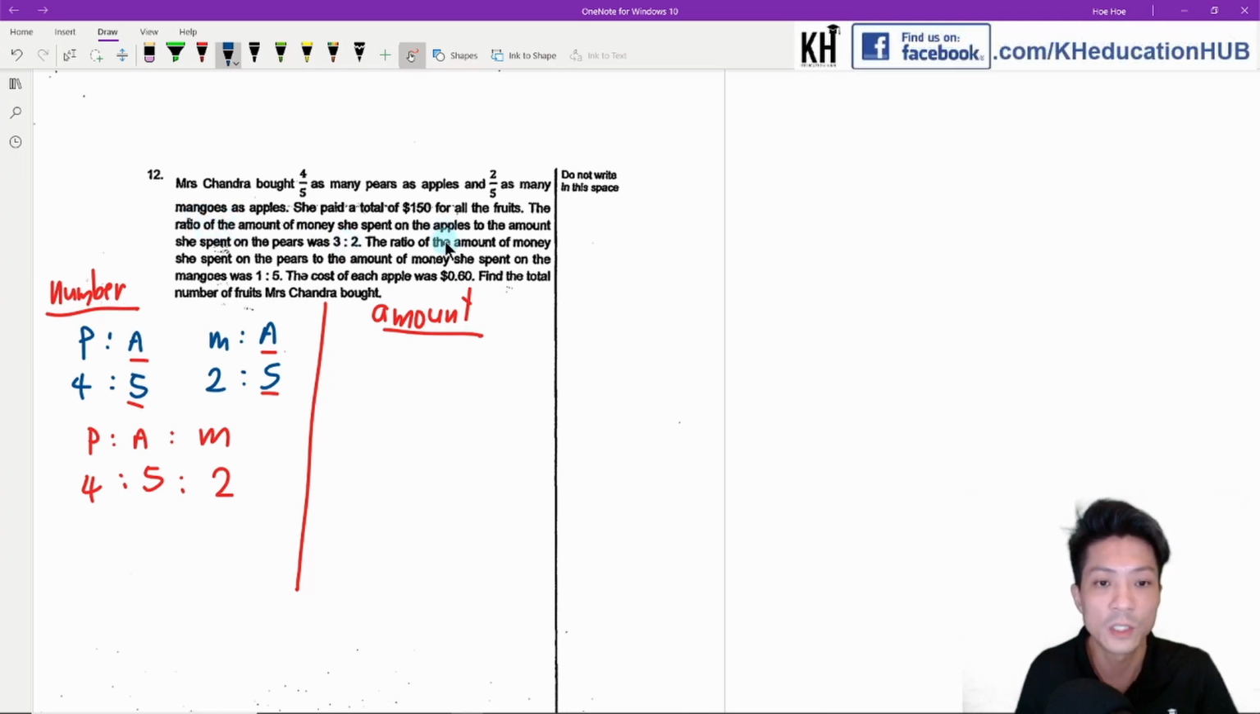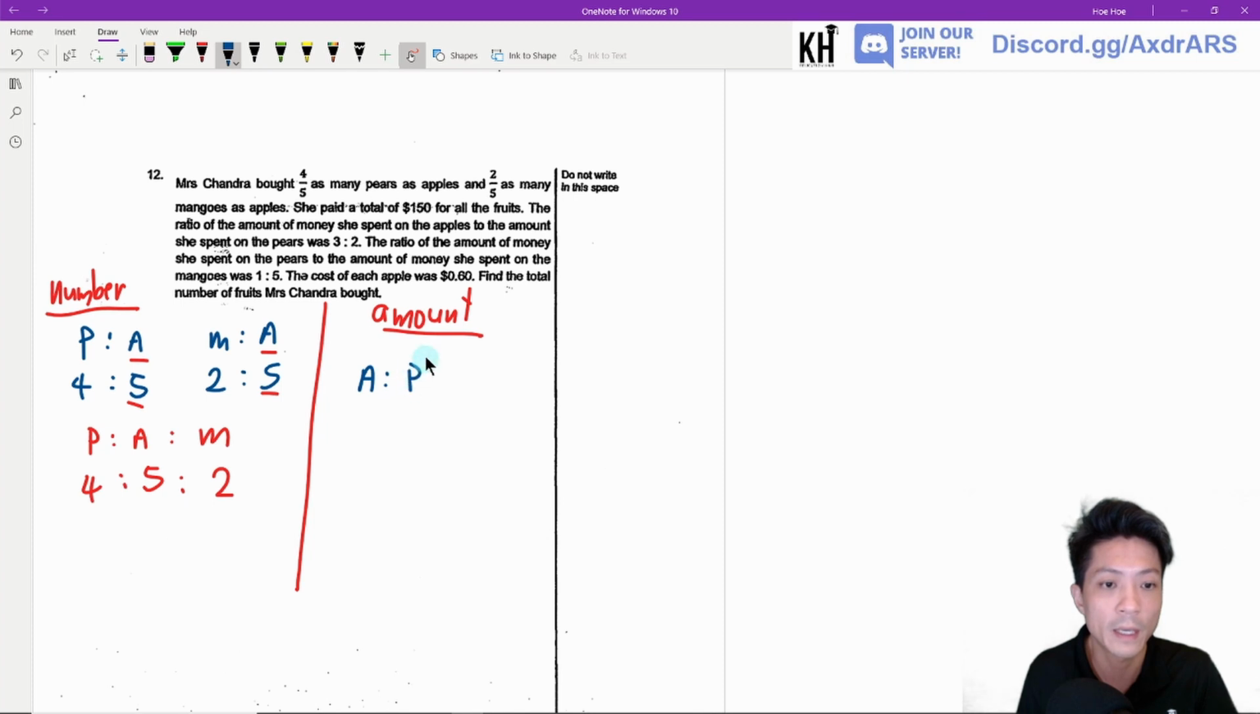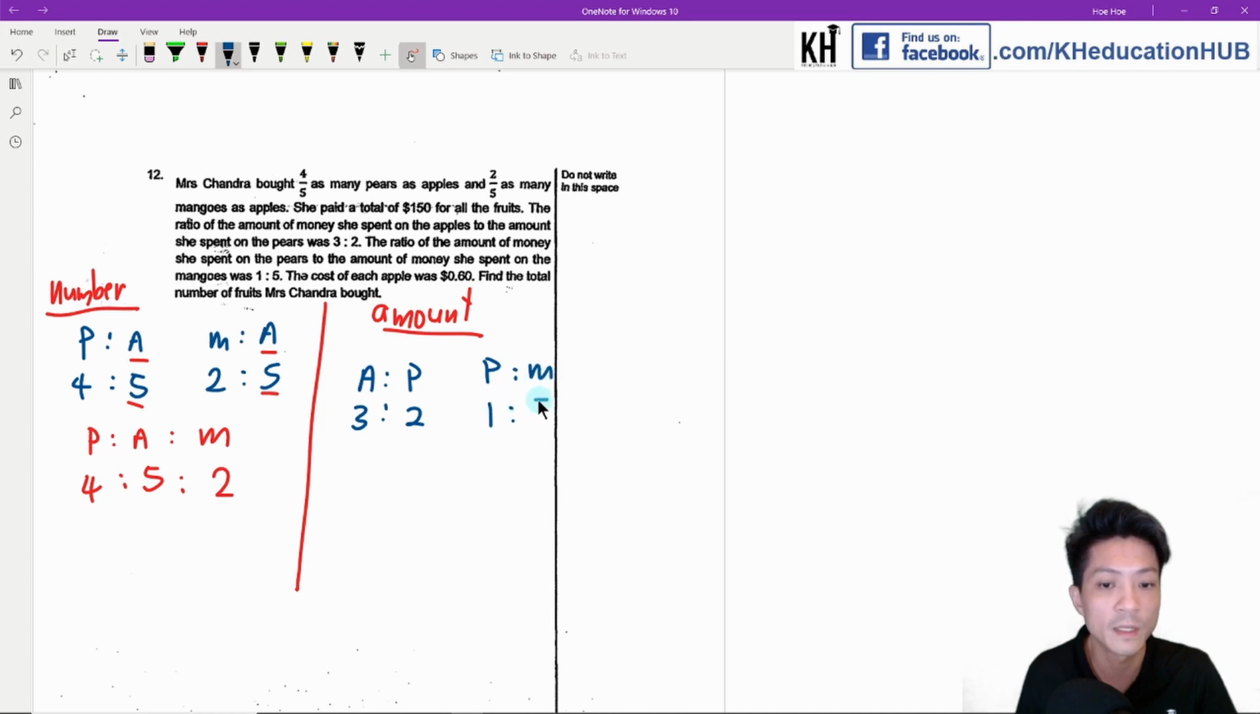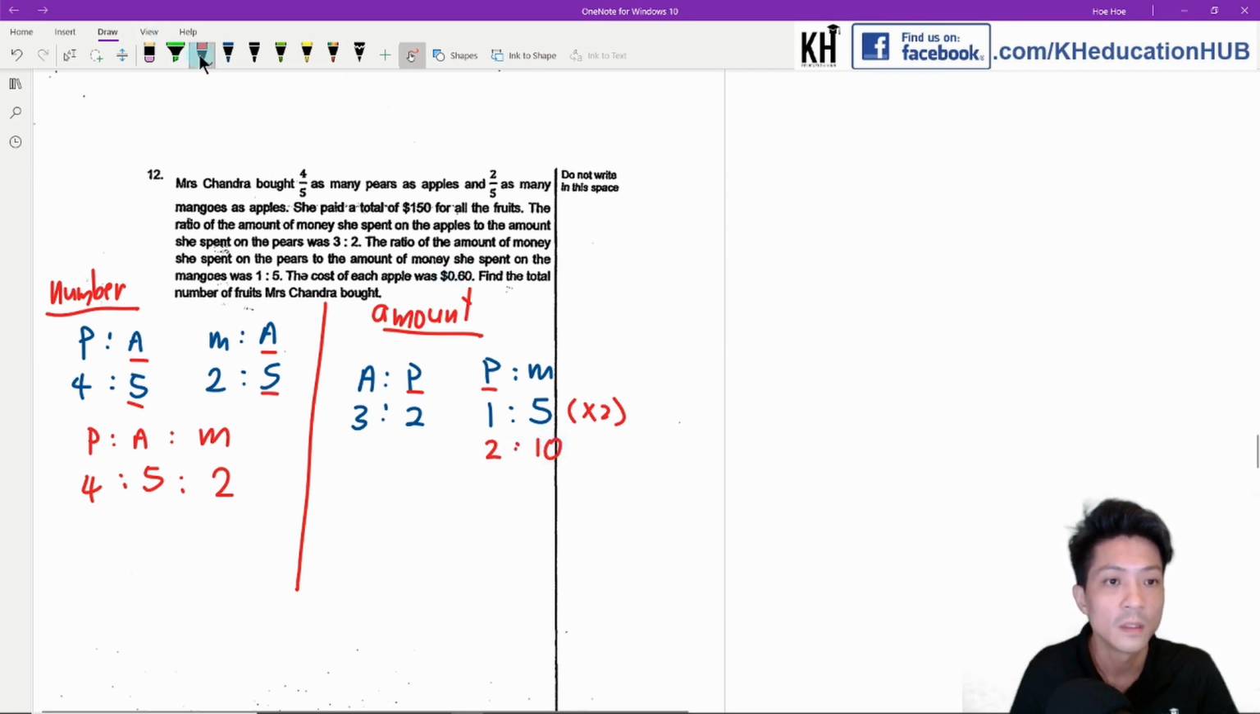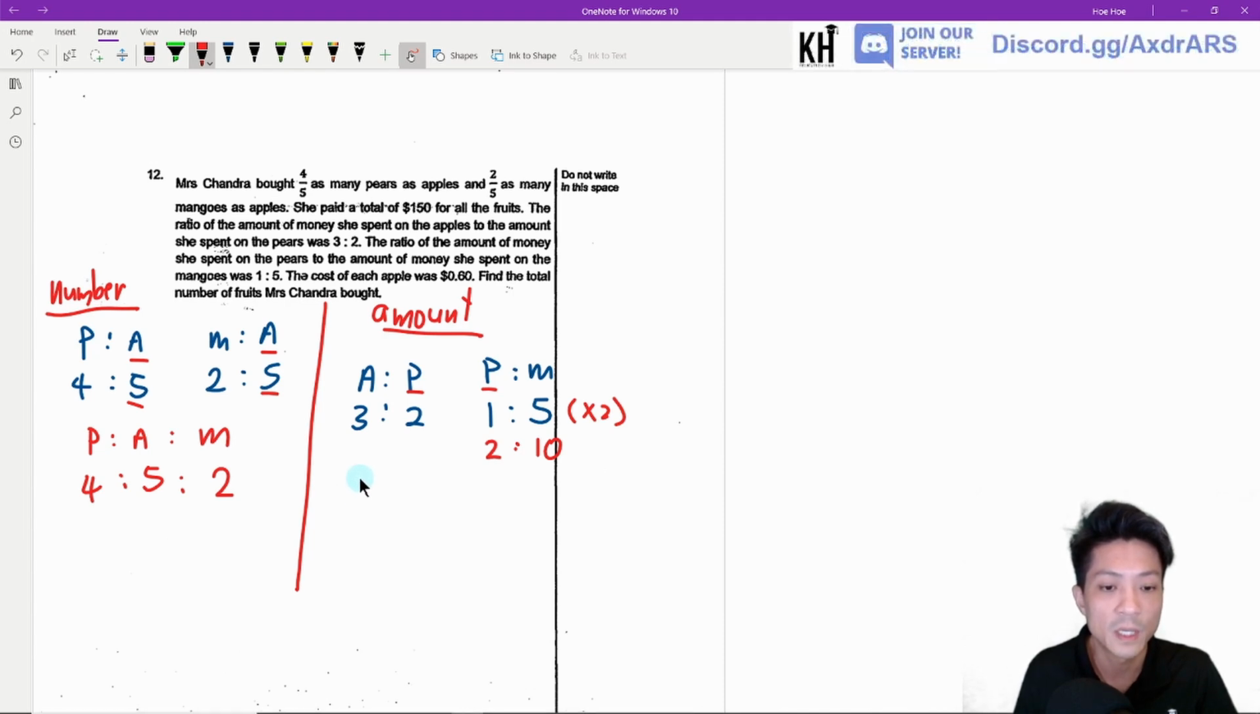Okay, the ratio of the amount of money she spent on the apples to the amount she spent on the pears is, so apple is to pear is 3:2. The ratio of the amount of money she spent on the pears to the amount of money she spent on the mangoes is 1:5. Okay, so in this case, the common subject is pears, but they are not the same. So which means that I need to multiply by 2 to this, which will give me a 2:10. Okay, the ratio of the amount of money spent for apple, let's make them the same. Pear is to apple is to mango is 2:3:10.